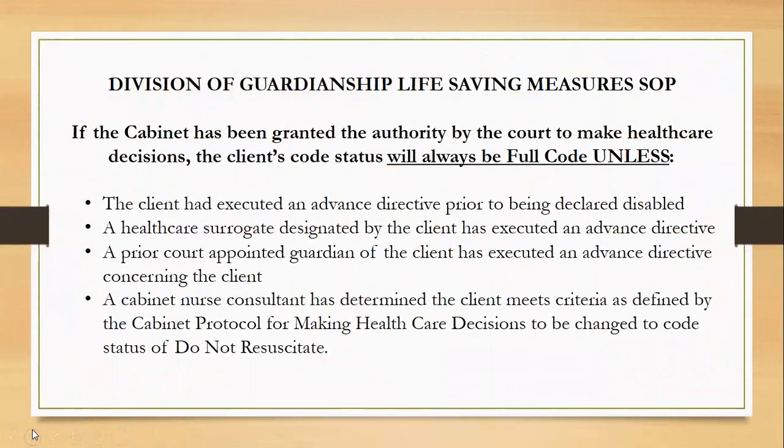Division of Guardianship Life-Saving Measures SOP. If the cabinet has been granted the authority by the court to make healthcare decisions, the client's code status will always be full code unless the client had executed an advance directive prior to being declared disabled, a healthcare surrogate designated by the client has executed an advance directive, a prior court-appointed guardian of the client has executed an advance directive concerning the client, or a cabinet nurse consultant has determined the client meets criteria as defined by the cabinet protocol for making healthcare decisions to be changed to a code status of do not resuscitate.